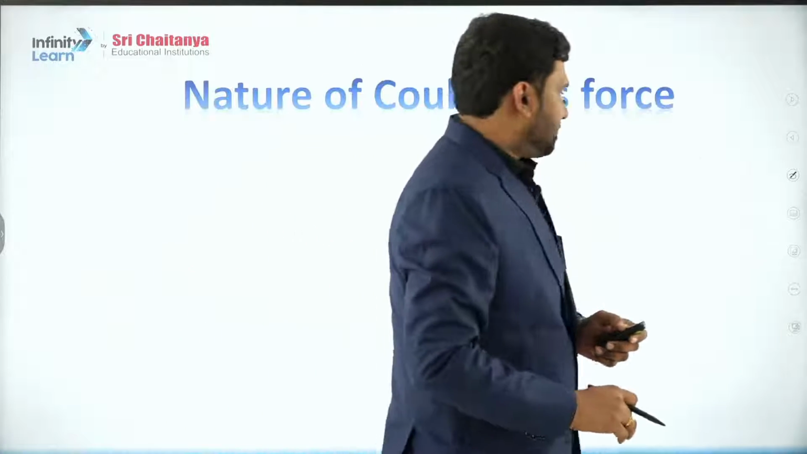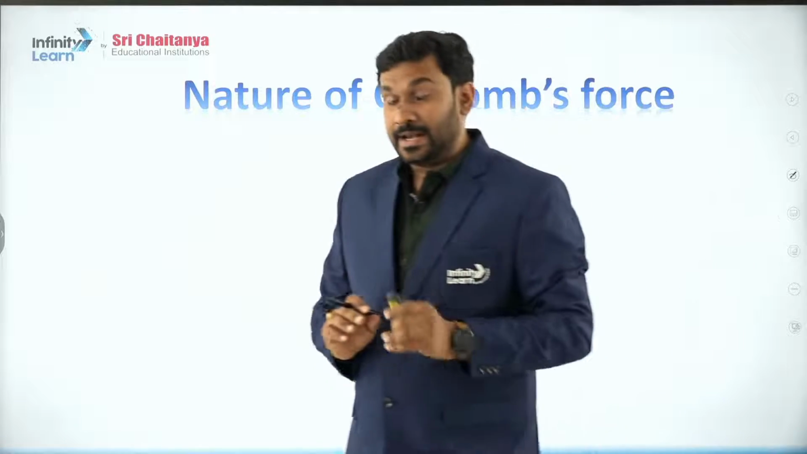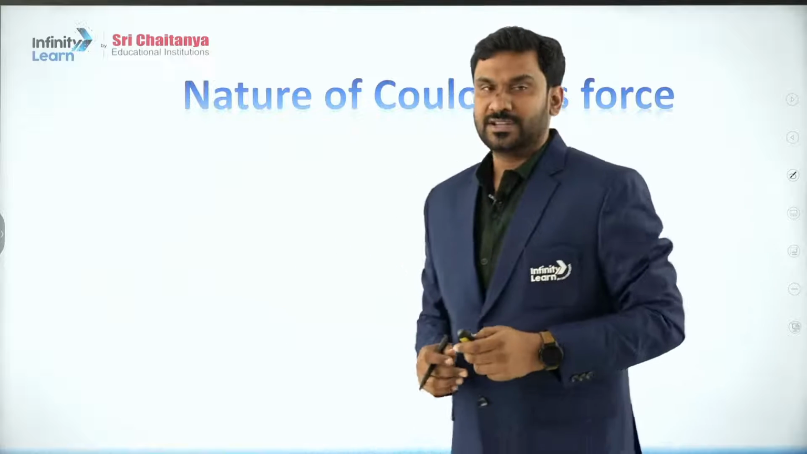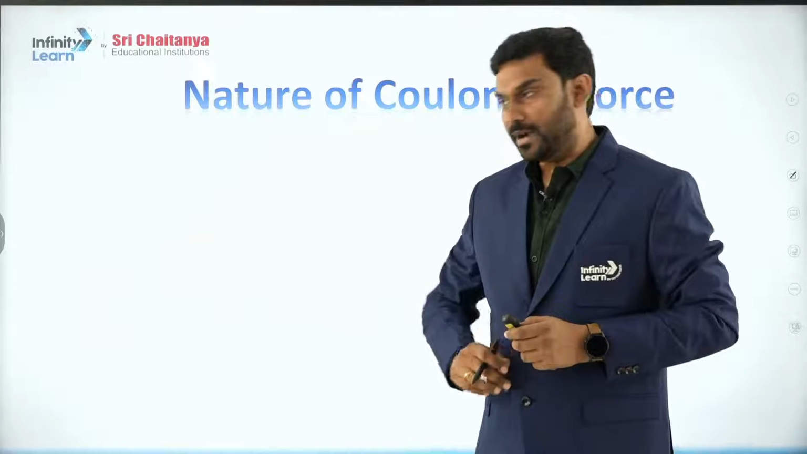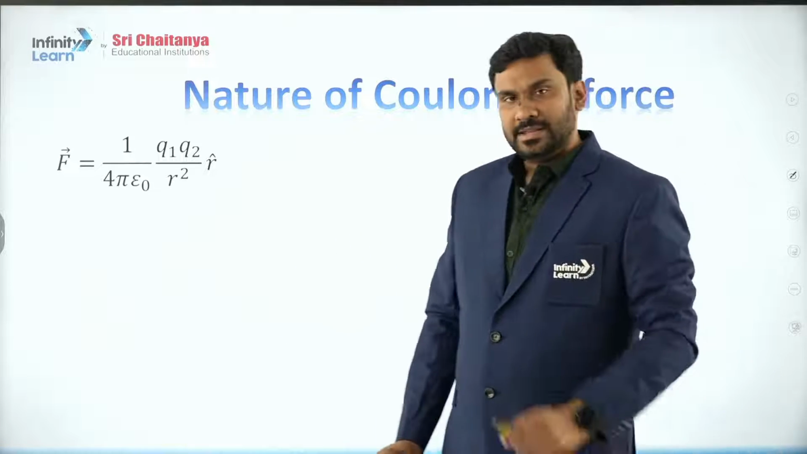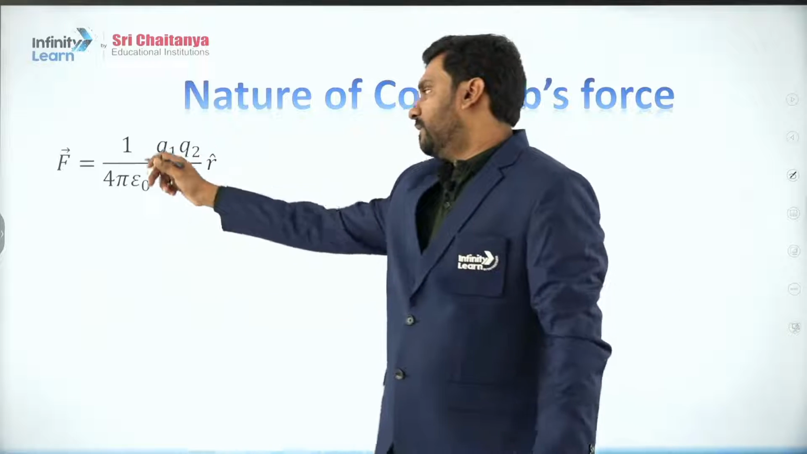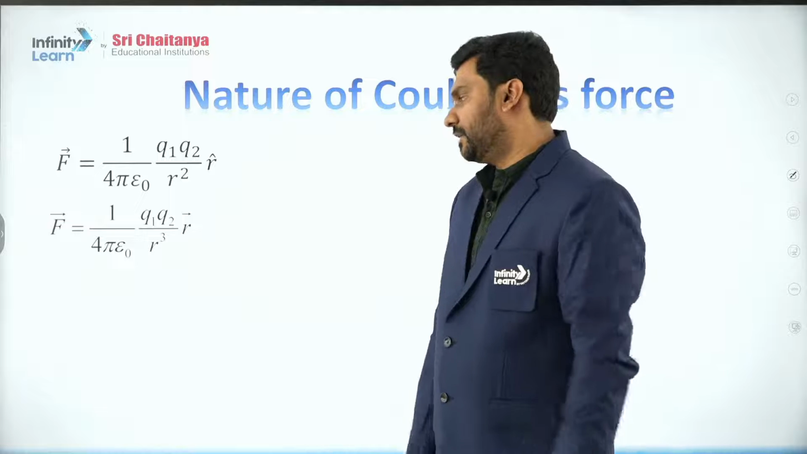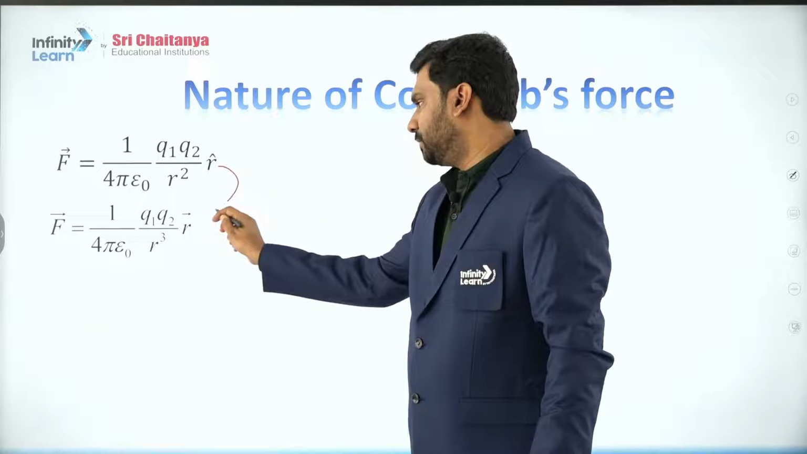Now going to the next page, here we will try to understand the nature of Coulomb's law, and that is very, very important. So we will learn one by one what are the special criteria and what are the special formats. First, this is the law everybody knows, that 1 by 4 pi epsilon naught q1 q2 by r square into r cap. With a little bit of understanding, I can convert this r cap to r vector.